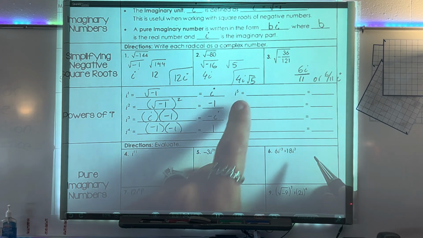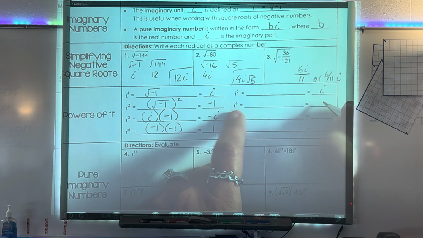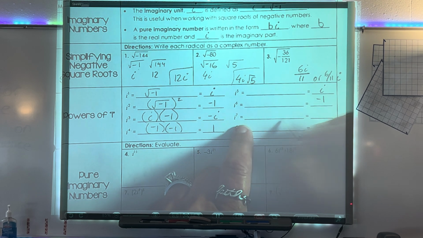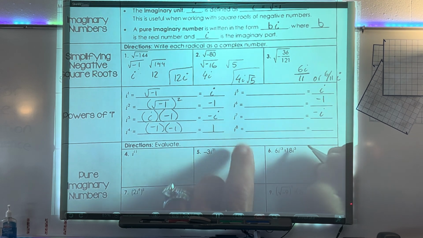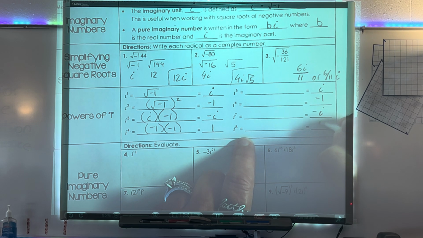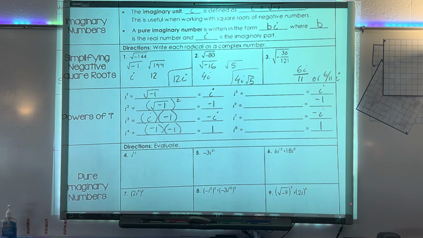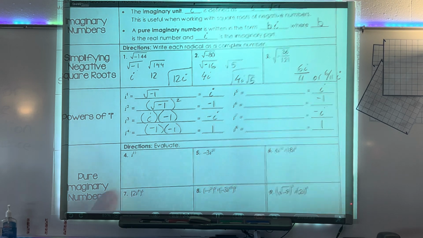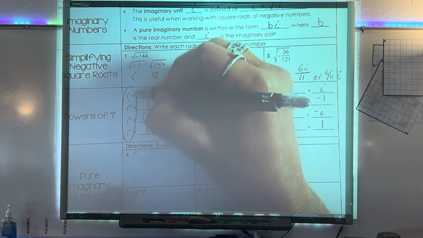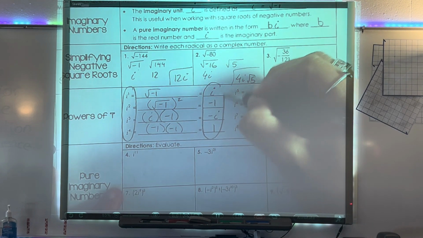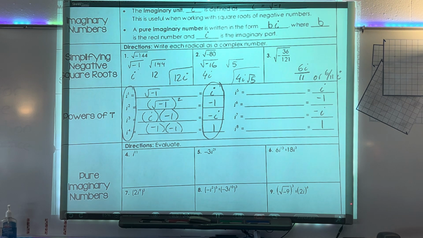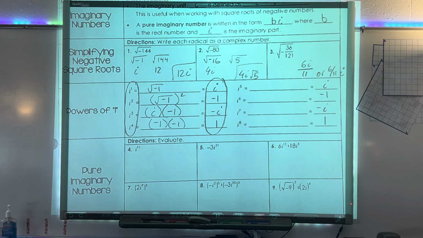And those patterns are gonna continue. Okay, so when I get to the 5th, I'm i. When I get to the 6th, -1. To the 7th, -i. And to the 8th, +1. So it's i, -1, -i, 1, i, -1, -i, 1. You just have to know the signs, and it alternates. Y'all remember doing that last year? Okay. So if you can memorize, if you can learn these right here, we can do everything else from there. Which is what I told y'all to do last year.